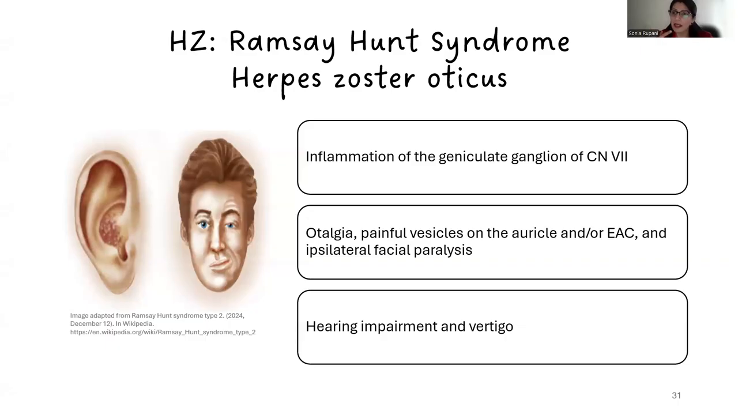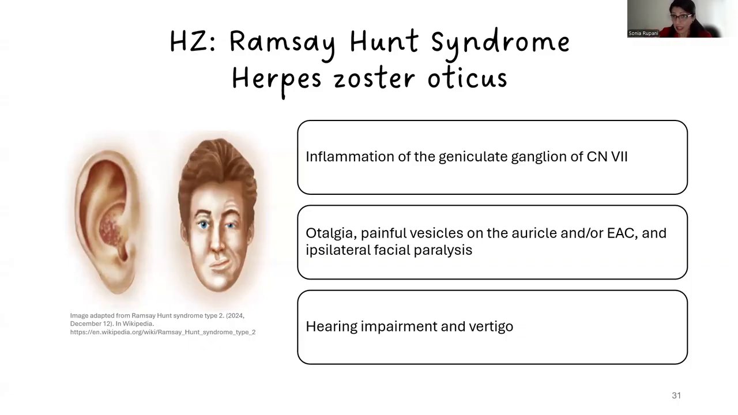Also, we know that the facial nerve innervates the anterior two-thirds of the tongue. So now they'll have trouble with taste. With cranial nerve 7 being so close to cranial nerve 8, right? 7, 8 go together on a date. They're so close because of that close proximity.